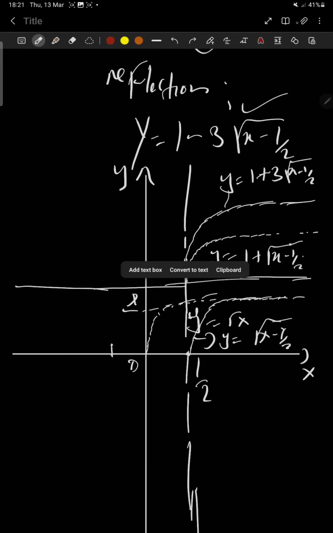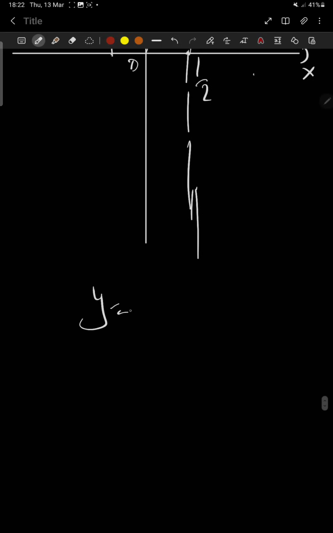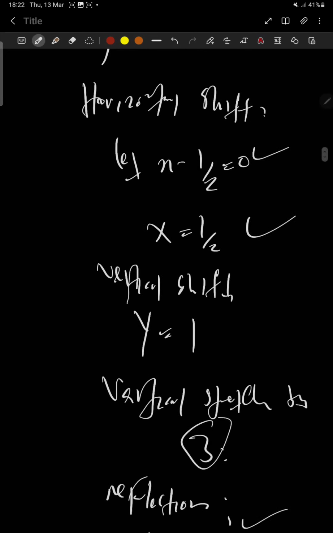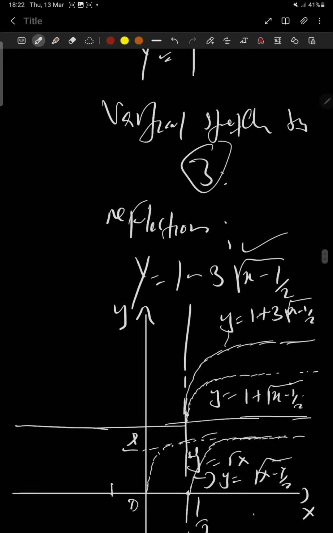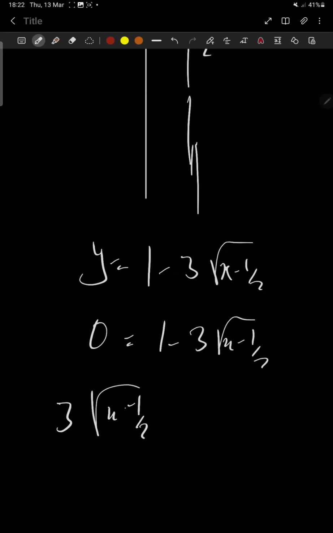Now here's the thing. I'll draw it using a different ink. If you want, you can even know where it will cut, because if it reflects down like this, it will cut the x-intercept. So if you want to know where it cuts, you have your original function, x minus half, right? That's the original function. You can replace that as 0: 1 minus 3 square root of x minus half. Take everything this side, it's going to be that.